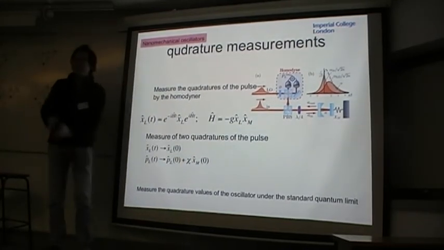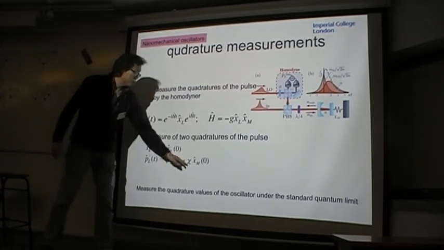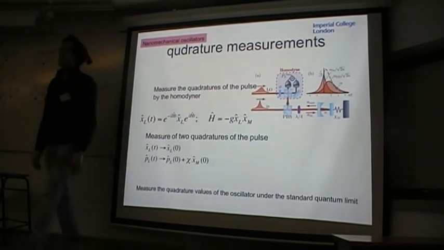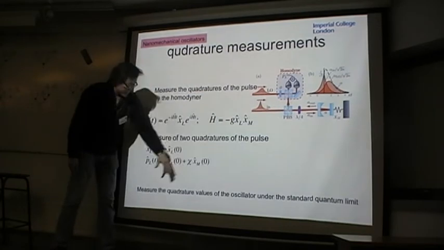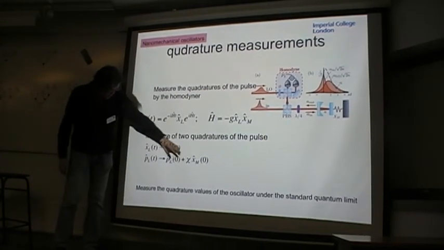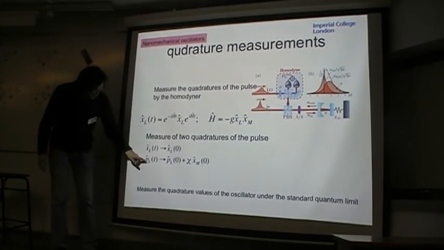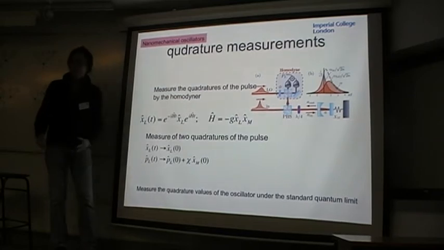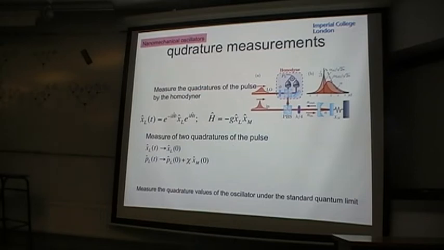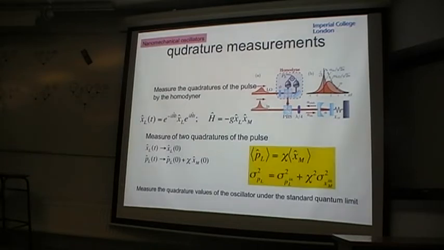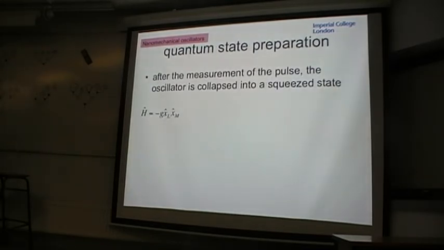If chi is large, chi is to do with the coupling, and if the coupling is large, then this second term dominates, so that the p quadrature of light can directly give the information on the x quadrature of the mechanical state. So we can do that and measure that.